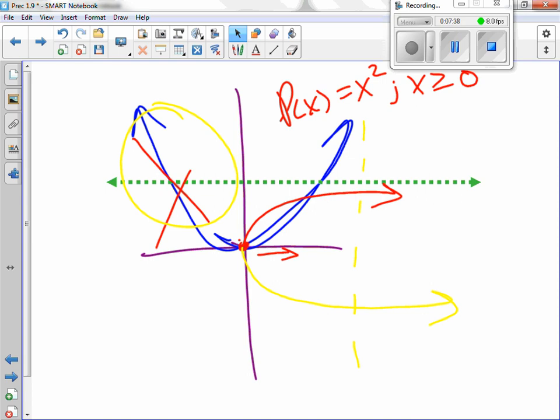That kind of locks it in place a little bit. I mean, it's not huge. It's not huge details. It's just something to remember. Okay?